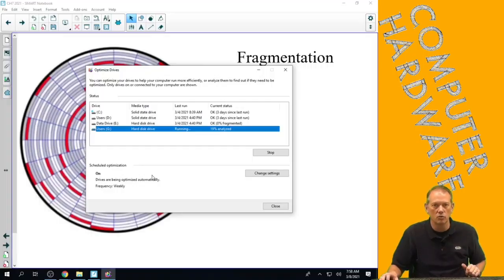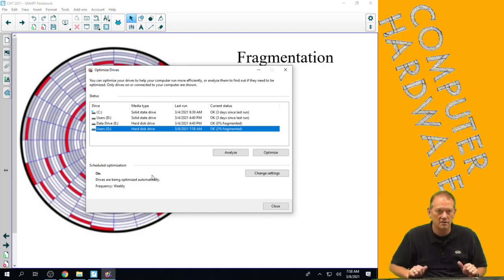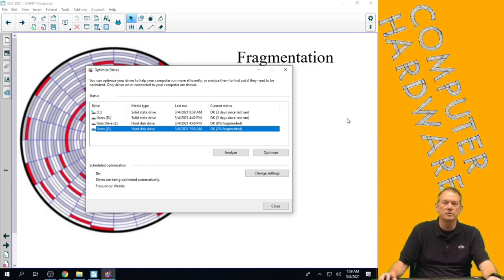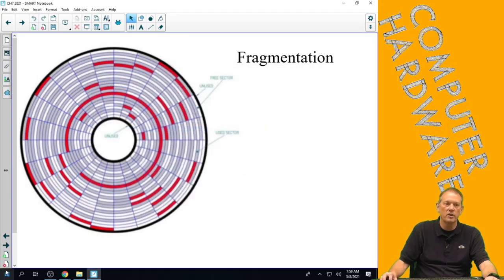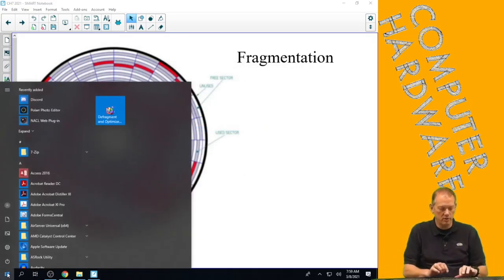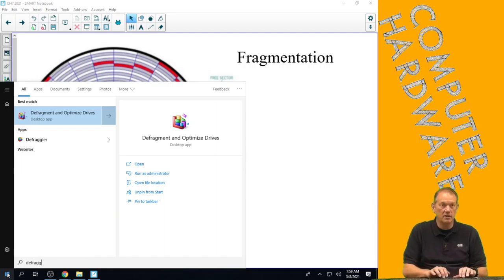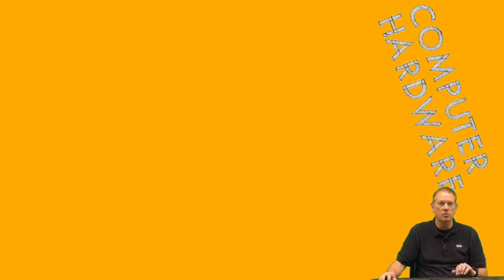If I analyze it using the Windows tool, it's got to go and analyze it and tell me again, how fragmented is it and is it okay? Well, it says it's, after analyzing it, 2% fragmented. That doesn't sound so bad. 2% of my data is stretched all over the place. That's what Windows says. Now I'm going to open up a program called Defraggler, and I'm going to let you know that I have already used this in class as of this recording.